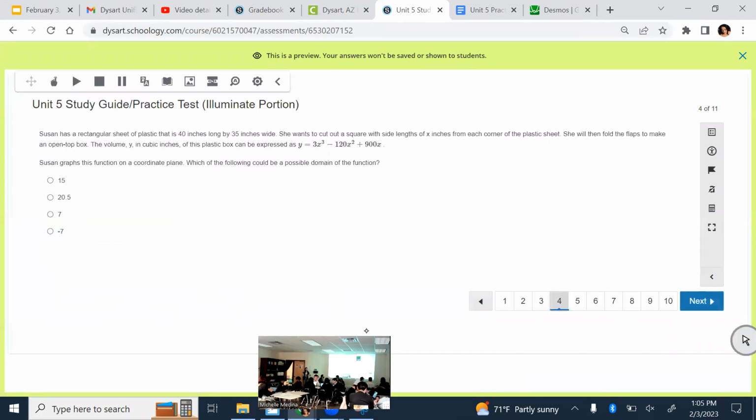Okay, stop talking. Susan has a rectangular sheet of plastic that is 40 inches by 35 inches wide. She wants to cut out a square with side lengths of X inches from each corner of the plastic sheet. She will then fold the flaps to make an open-top box. The volume, Y in cubic inches, can be expressed as this equation. Susan graphs this function on a coordinate plane. Which of the following could be a possible domain of the function?